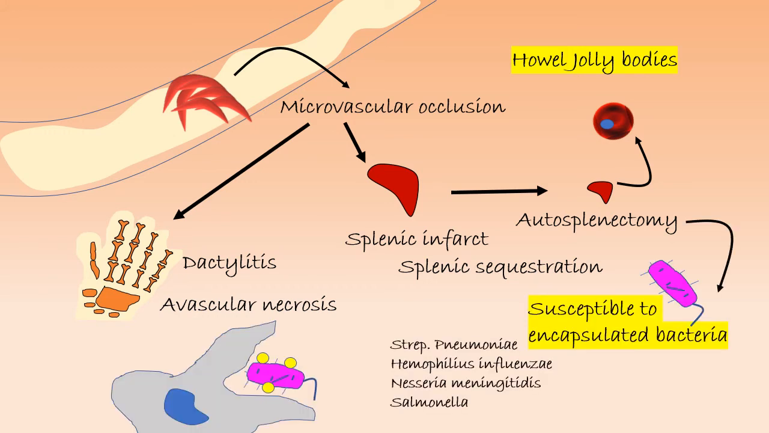These individuals are also highly susceptible to infections due to encapsulated bacteria like Streptococcus pneumoniae, Haemophilus influenzae, Neisseria meningitidis, and Salmonella, because these encapsulated bacteria are normally coated by opsonins seen in the serum and recognized by the macrophages within the spleen that engulf them and eliminate them. Due to autosplenectomy, elimination of these organisms is impaired, leading to recurrent infections because of them.